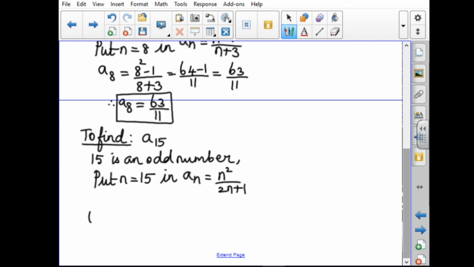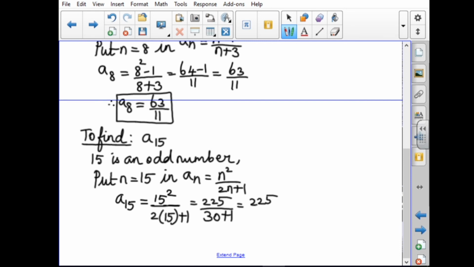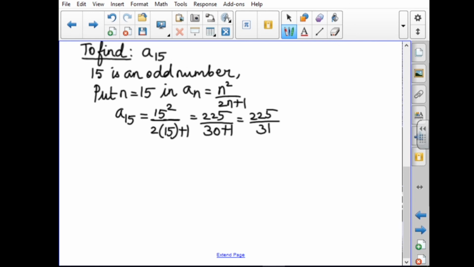Now instead of n, you have to substitute the value 15. So A15 equal to 15 squared by 2 into 15 plus 1. That is 225 by 30 plus 1, 225 by 31. Therefore, A15 equal to 225 by 31.